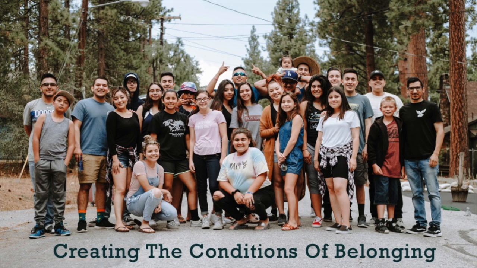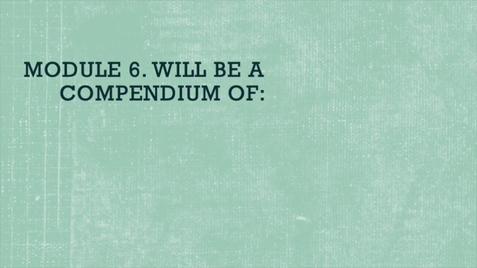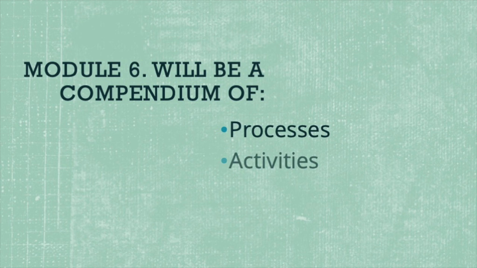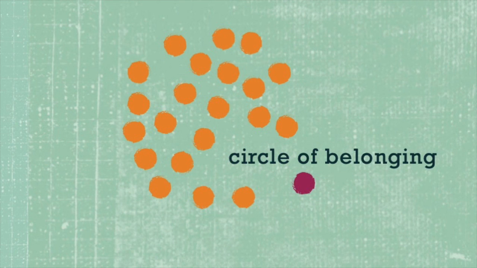This is, as Module 5, the final one where we'll be learning new information or reading new perspectives that I'll be sharing. From this point forward, the final module will be a collection, a compendium of all of the processes and activities and exercises to create what I call a circle of belonging. And that's what Module 6 will be called. But this one really is the final piece of the puzzle toward creating the conditions for belonging.